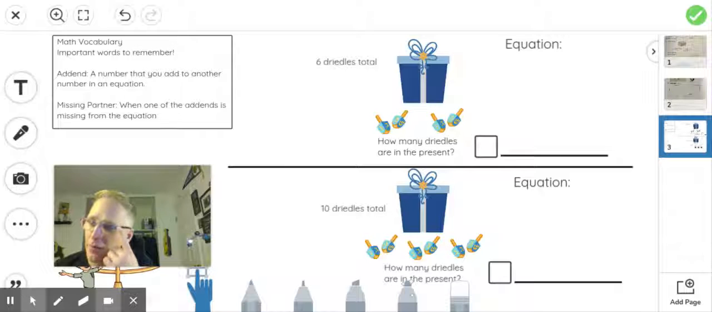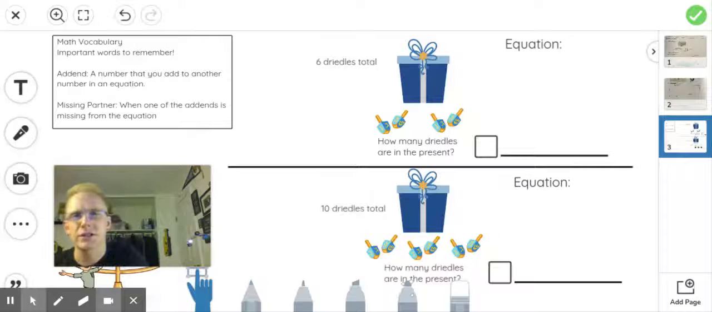But I'm paying attention, and I notice that I only see a certain amount of dreidels there, so that doesn't line up right. So I think I need to keep reading. So 6 dreidels total. How many dreidels are in the present? Well, okay, so I have 4 down here, and it says I'm supposed to have 6. There must be some in the present.